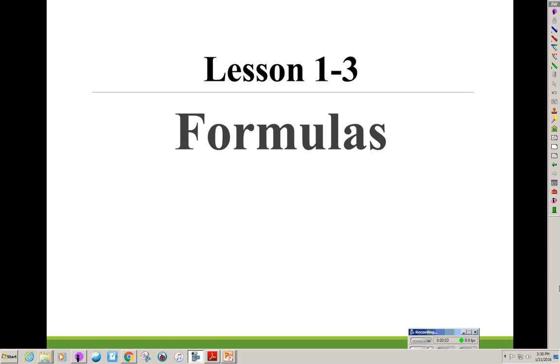This lesson is formulas. It uses SOL G.3a, where we will investigate and use formulas for finding distance, midpoint, and slope.